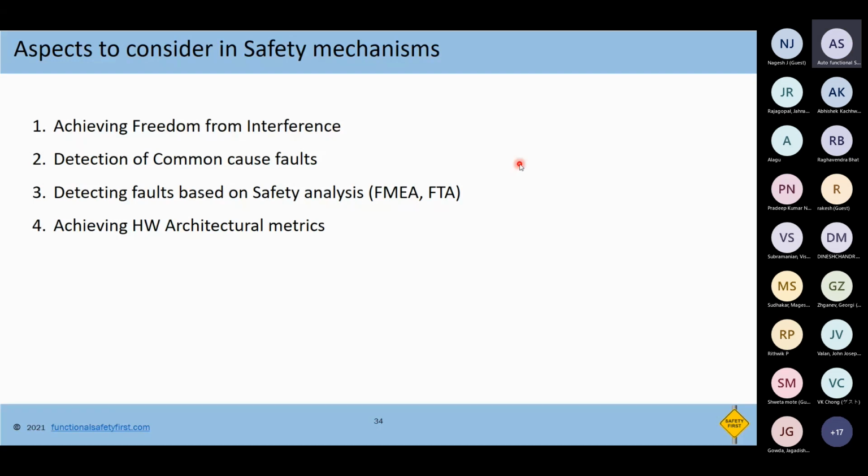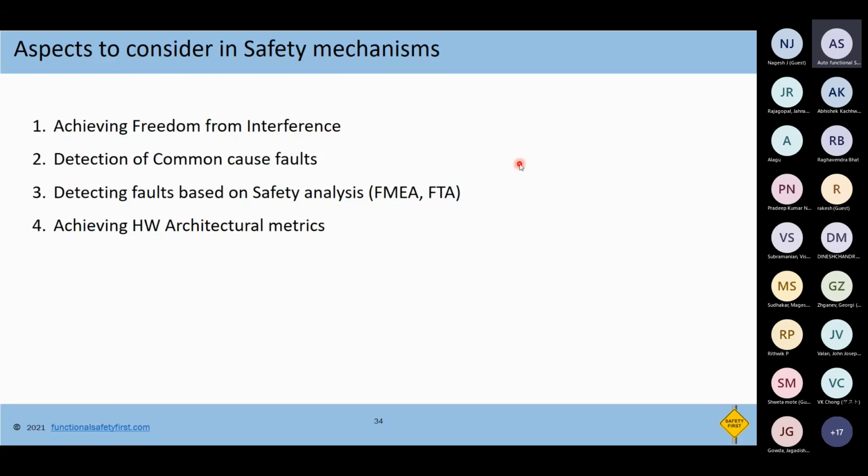The most important thing when it comes to the technical safety concept is to define the right safety mechanisms, sufficient safety mechanisms for that system. For this, we need to consider mainly 4 aspects. The freedom from interference aspect that Nagesh described at a spatial level, that is at a memory level, at a timing level, and at a communication level. Then the mitigation of common cause faults, and what are the safety mechanisms to mitigate common cause faults.